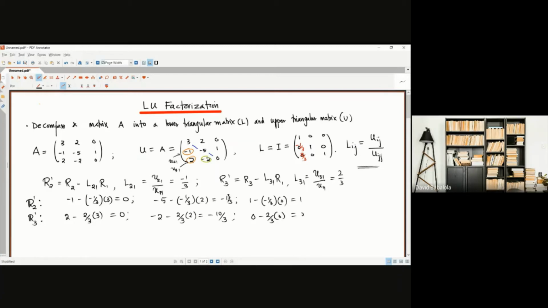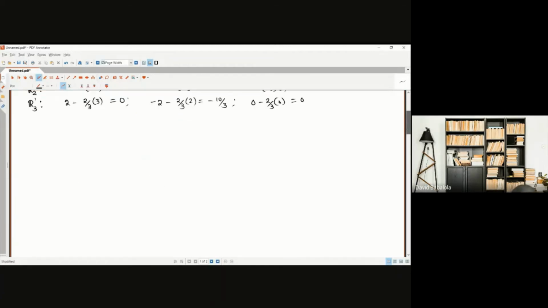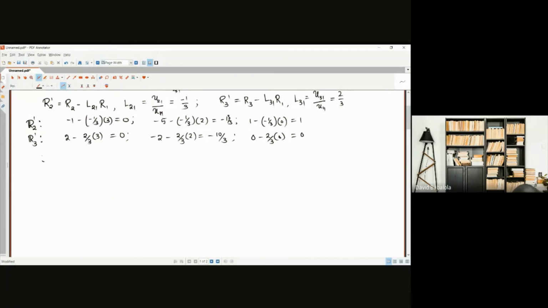So now we have our U. U equals 3, 2, 0; 0, minus 13 over 3, 1; 0, minus 10 over 3, 0. So don't forget that U is not yet an upper triangular matrix, so we still need to turn this entry to 0. And that entry is on row 3.